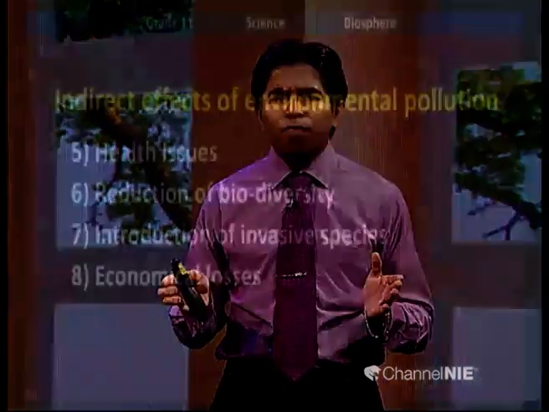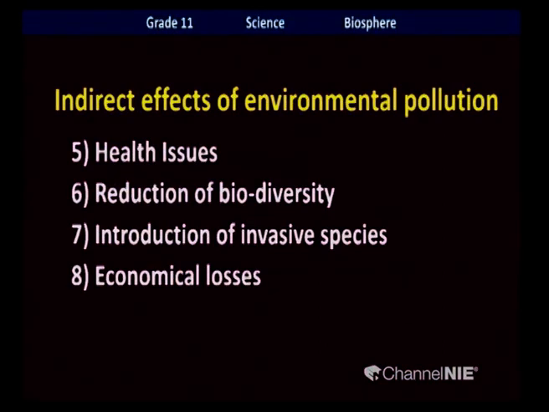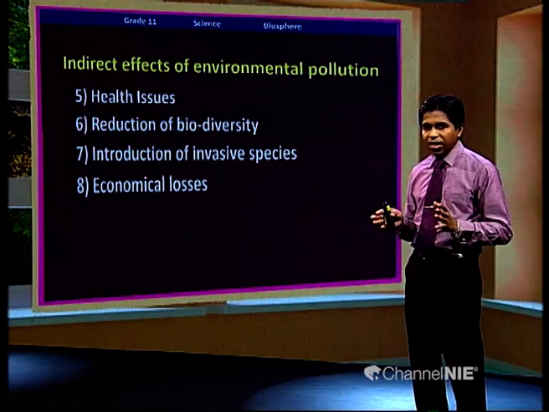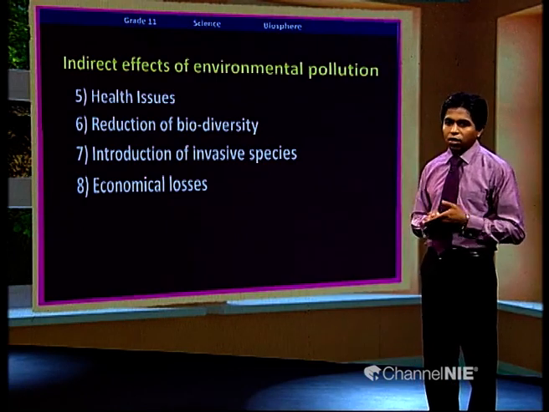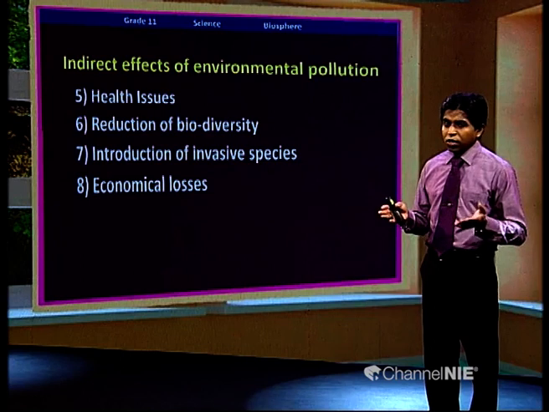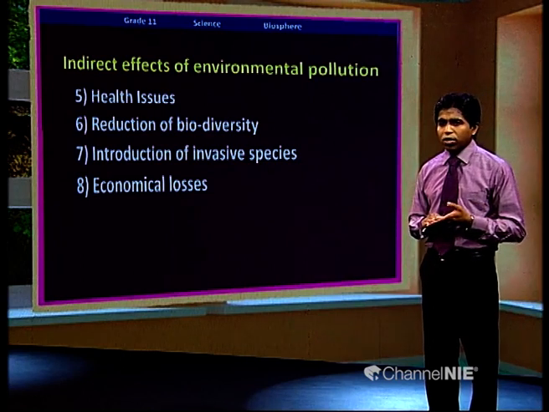Number 6, reduction of biodiversity. Sri Lanka can be considered a biodiversity hotspot, so per unit area there is a large number of species living. Example, Sinharaja forest. Due to environmental pollution, the number of species living in a unit area will drop. That is called reduction of biodiversity.